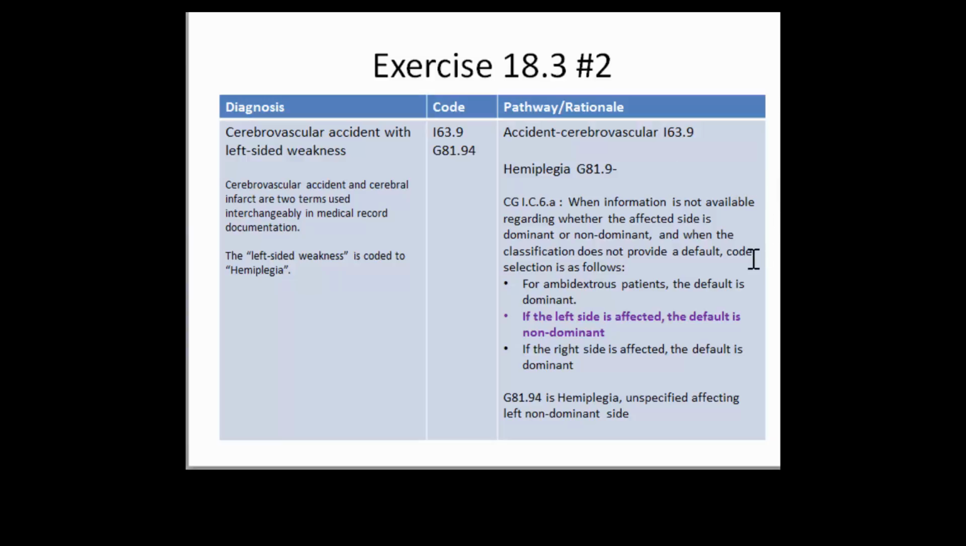When information is not available regarding the affected side, and when the classification doesn't provide a default, how do you code it? And in this case, we're looking at left-sided weakness. So we go to this part of the guideline. If the left side is affected, the default is non-dominant. So the final code, G81.94, is hemiplegia, unspecified, affecting the left non-dominant side. That's how we get to this code.